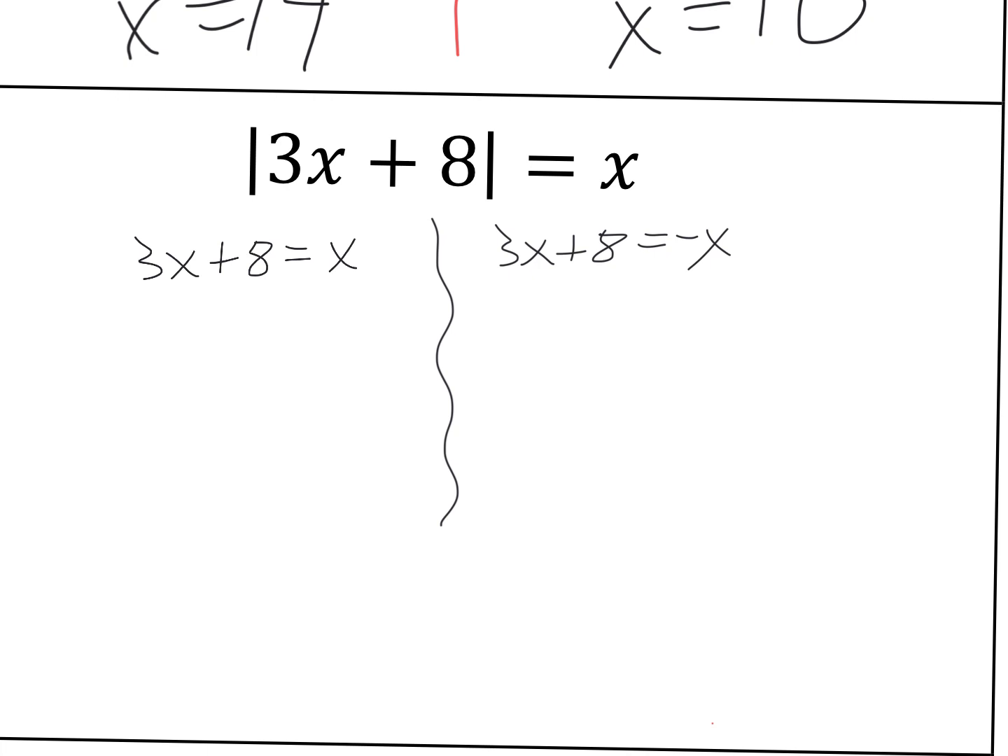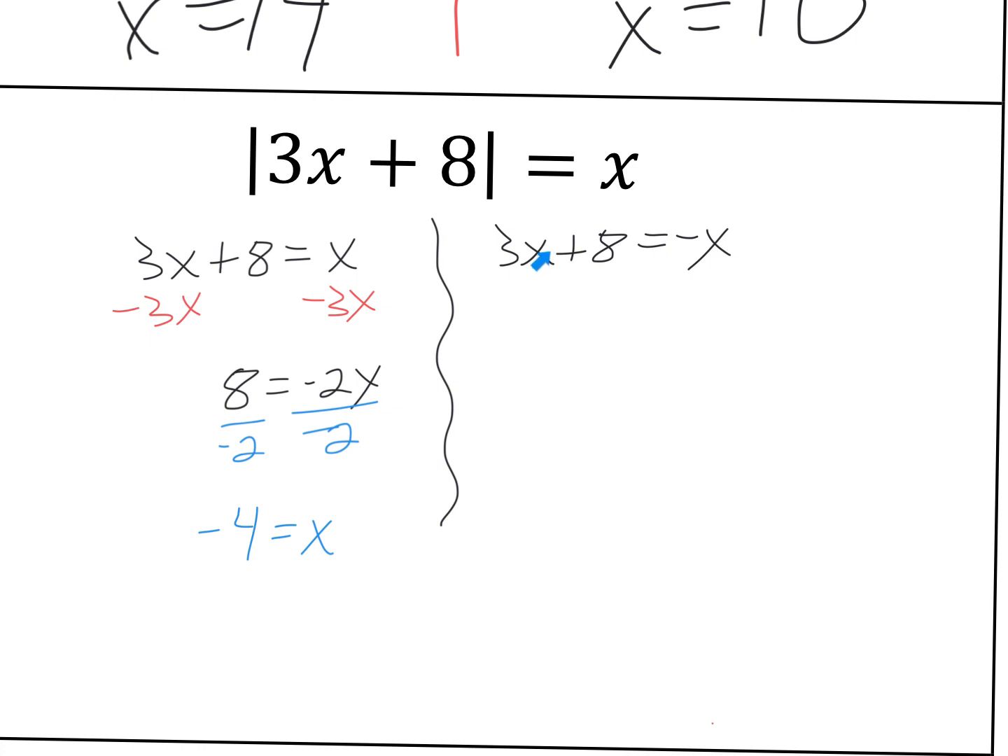Actually, again, let's go ahead and move our x. So we're going to subtract 3x from this side and subtract 3x from this side, and our equation is now going to say 8 equals negative 2x. Then I'm going to divide by negative 2, and I'm going to see that x equals negative 4, okay?